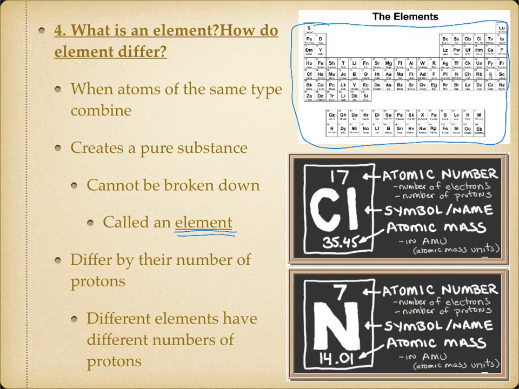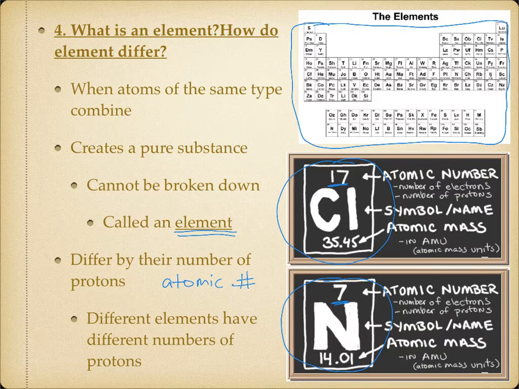Atoms differ by their number of protons, which is also called the atomic number. The atomic number is a number of protons in an atom. This over here is the atomic number of chlorine. The symbol Cl is chlorine. It has 17 protons and also 17 electrons, because those would balance out. A different element is nitrogen, given by this uppercase N, which has an atomic number of 7, meaning it has 7 protons and 7 electrons. So the atomic number gives you the number of protons and electrons.